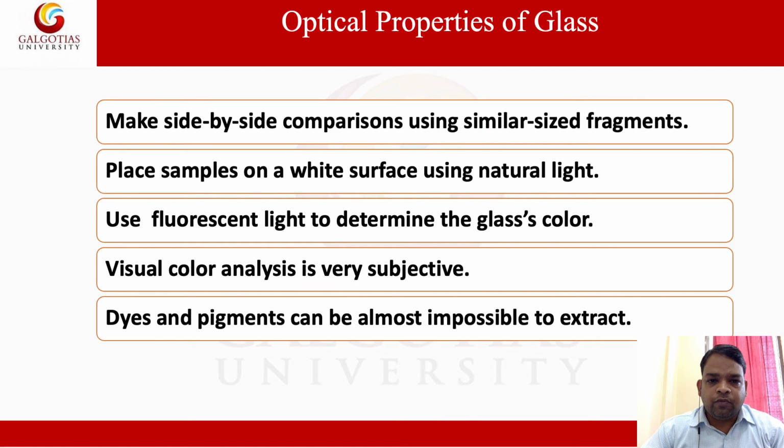Optical properties of glass. Make a side-by-side comparison using similar sized fragments. Place the sample on a white surface using natural light. Use fluorescent light to determine the glass color. Visual color analysis is very subjective. Dyes and pigments can be almost impossible to extract.